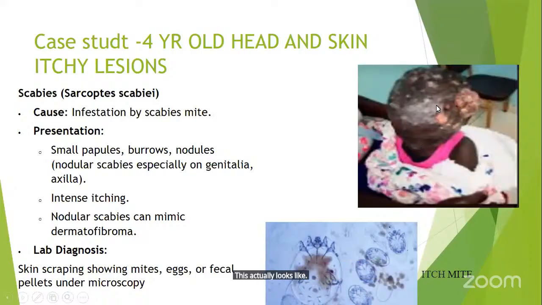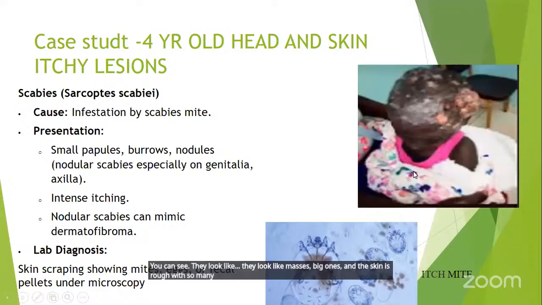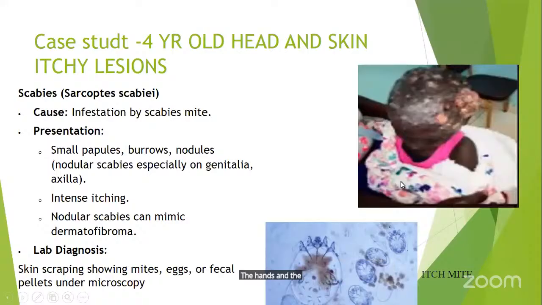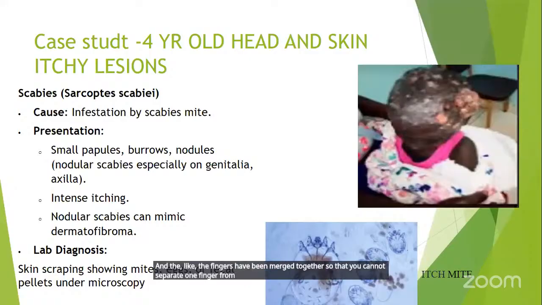So this baby has so many lesions. You can see they look like masses, big ones, and the skin is rough with so many things. Apart from this, the hands and the limbs, the legs are fully eaten up, and the fingers have been merged together so that you cannot separate one finger from the other one.